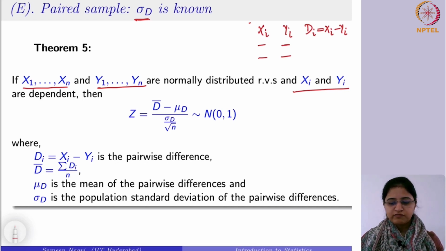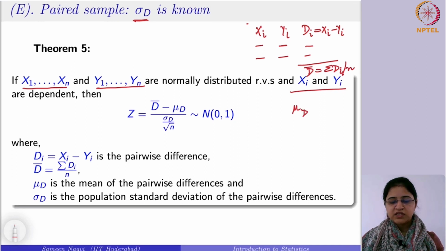Now we will note down the difference in these values. Once you get these values, you can obtain the mean, d bar. So d bar would be nothing but summation di, the normal formula, divided by the total number of observations. And sigma d is basically the population standard deviation of the pairwise difference. This is for the population, and it is known to us.